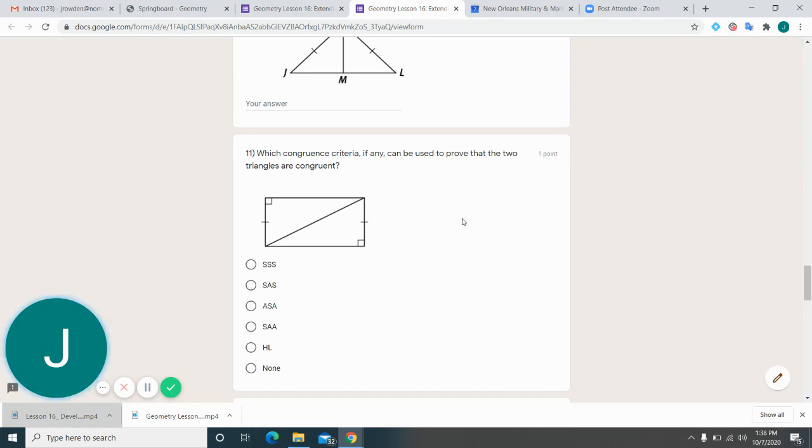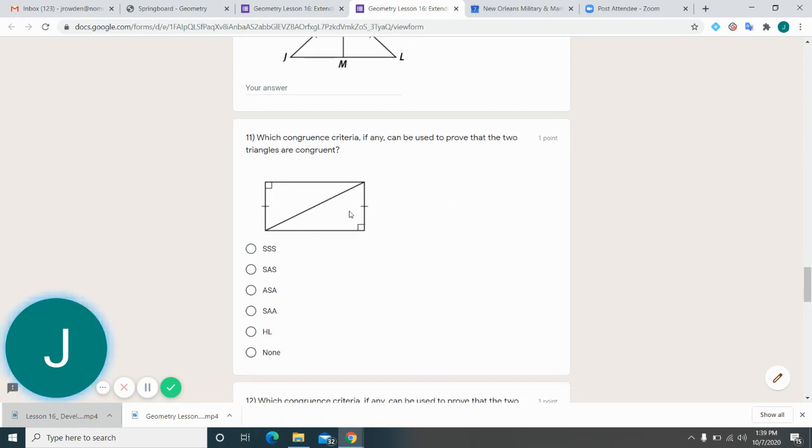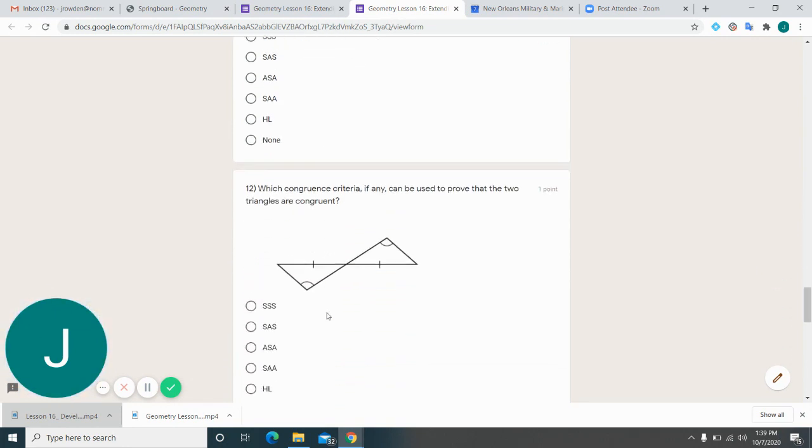Okay, so which congruence criteria do we use right here? They share this side right here, right, because it's the same side for both. So it's side, side, angle. So SSA. We're not allowed to use SSA. It doesn't work unless the A is a right angle. Is that the case here? Yes. Side, side, right angle. Side, side, right angle. So for that, we can use HL.